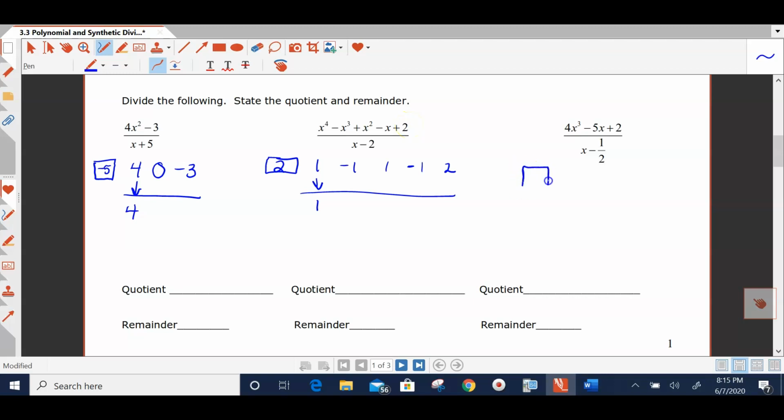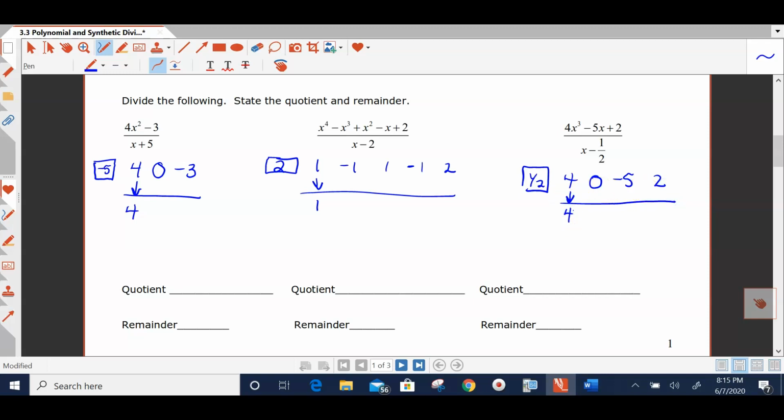And then over here, the box will contain a positive 1/2. My coefficients will be a 4 for the x cubed. There's no x squared, so I need a 0. Negative 5 for the x, and a 2 for the constant.